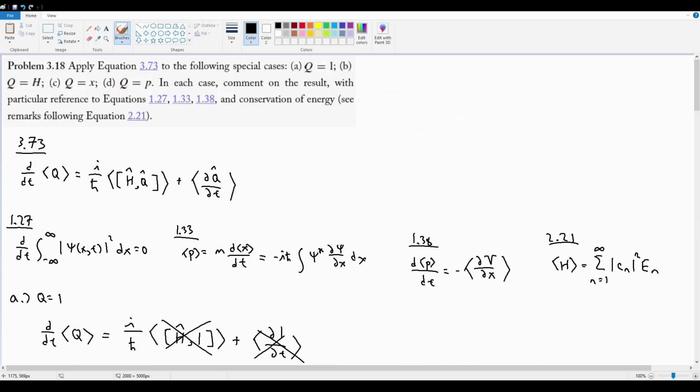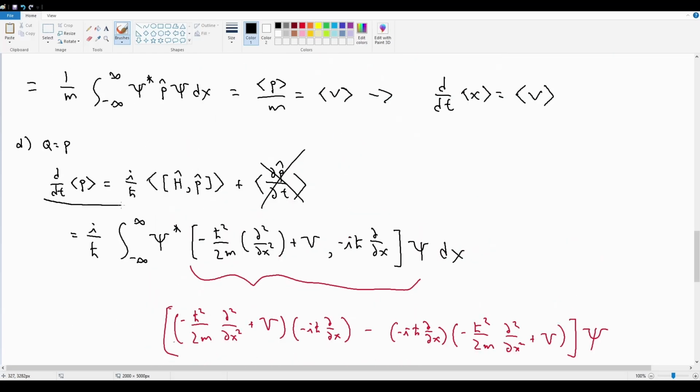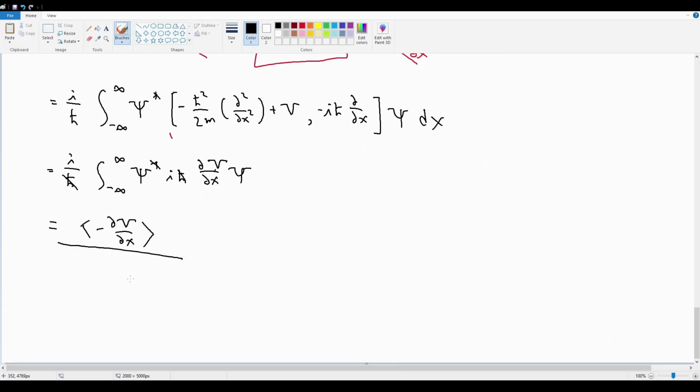d by dt of the expectation value of p is equal to the negative of the expectation value of partial v with respect to x. In this case, d by dt of the expectation value of p is indeed equal to the negative of the expectation value of partial v with respect to x. And with that, I believe we are done with problem 3.18, and now we can move on to 3.19.